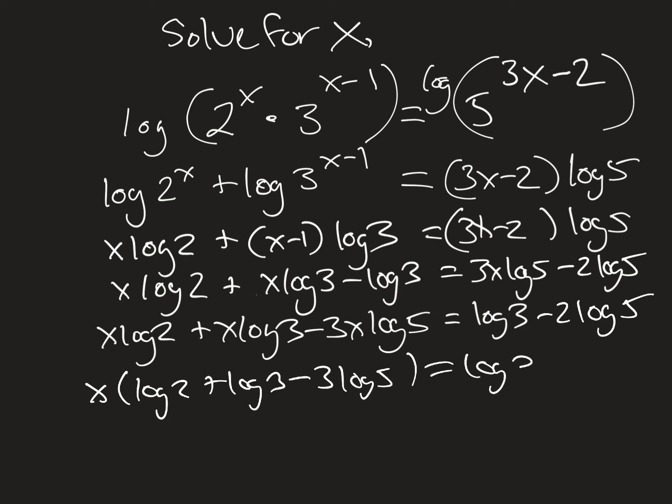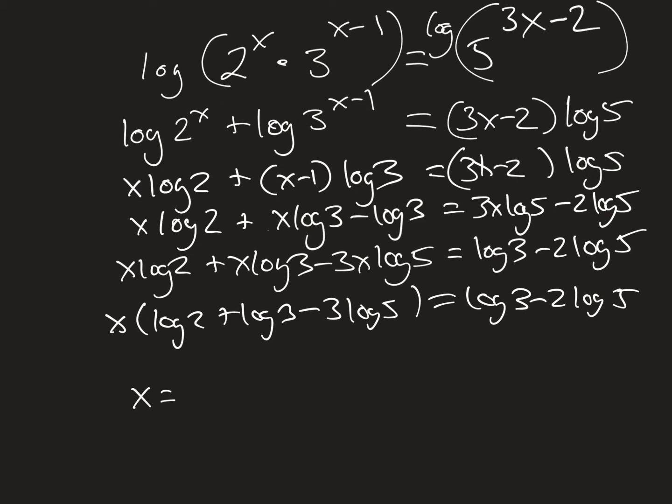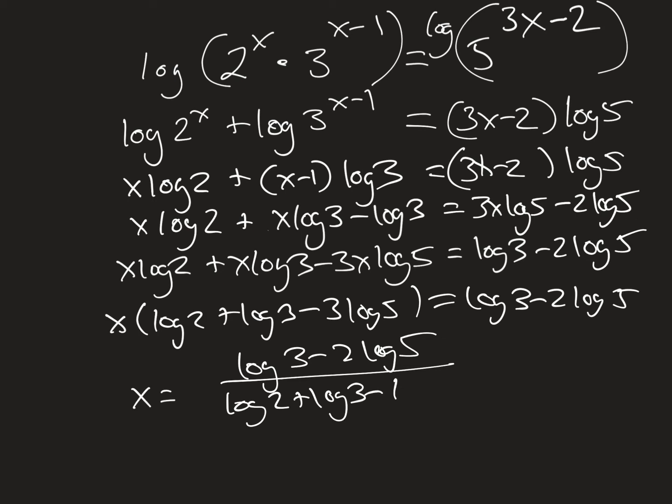Plus log 3 minus 2 log 5. And the only last step to do is to isolate x. I'm just going to divide by that whole log business. So x equals log 3 minus 2 log 5 divided by log 2 plus log 3 minus 3 log 5.